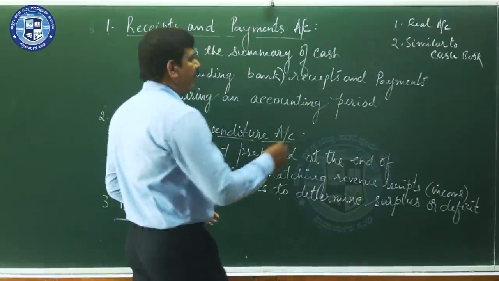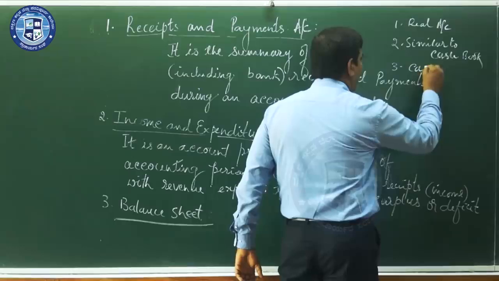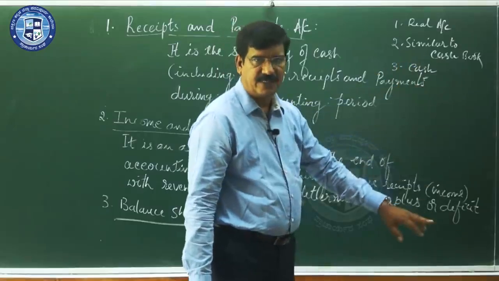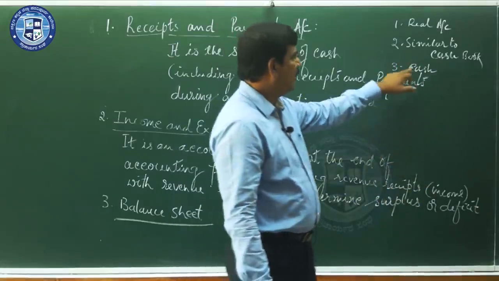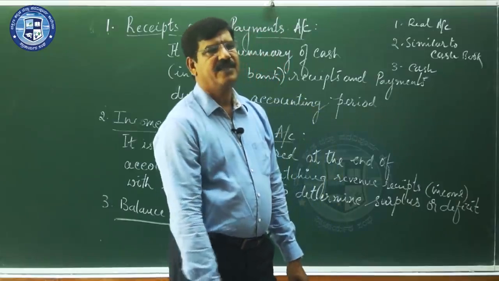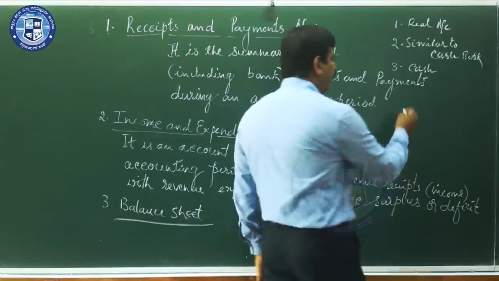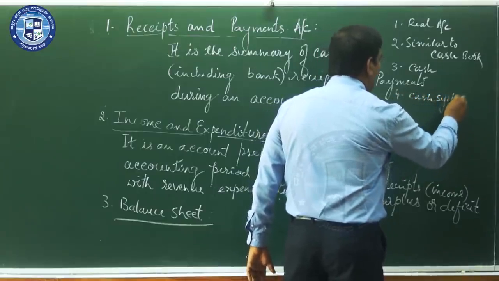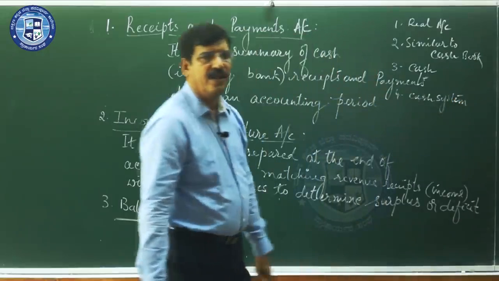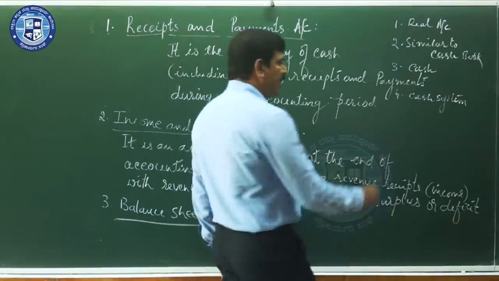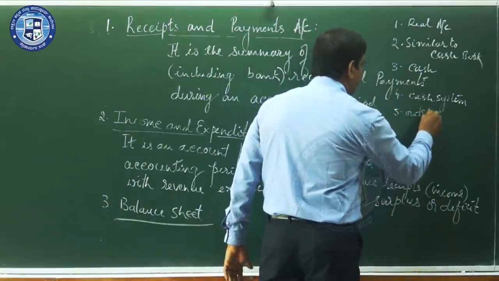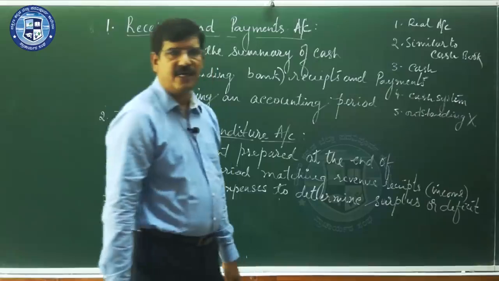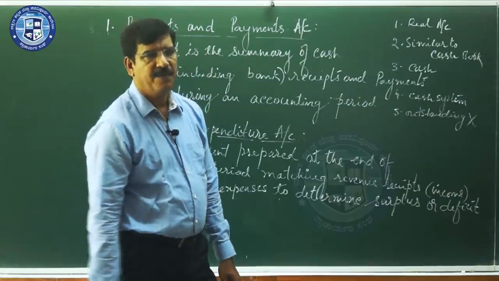And it is the summary of all cash receipts and cash payments, of course including bank also. It is prepared with the cash system of accounting. The cash system is followed, and it does not include any outstanding item. Whatever we receive, we write. Outstanding items are not recorded in the receipts and payments account.